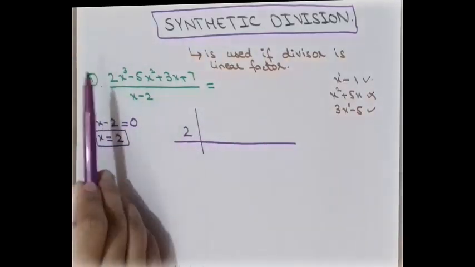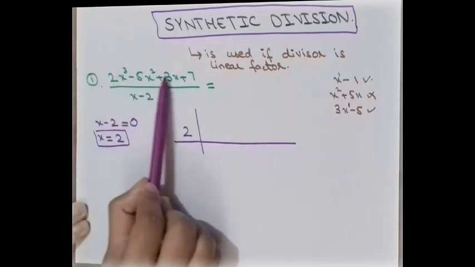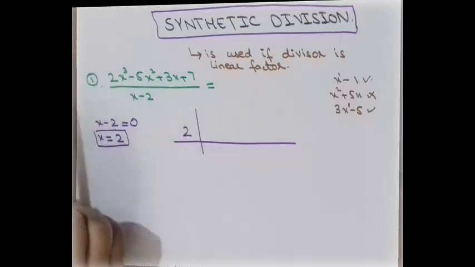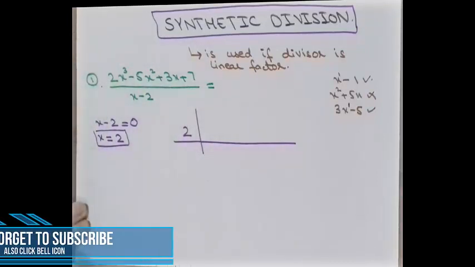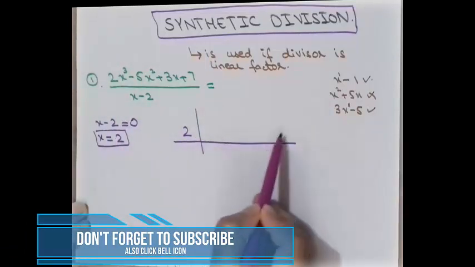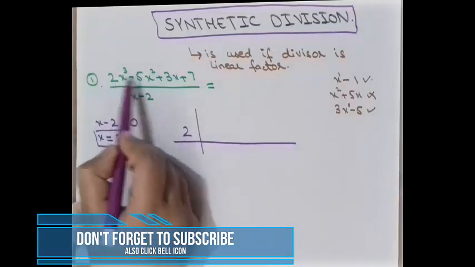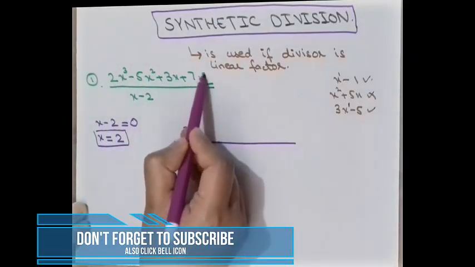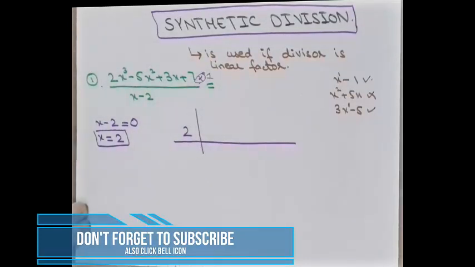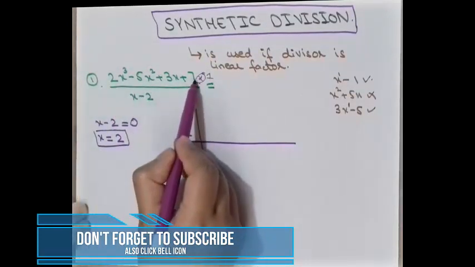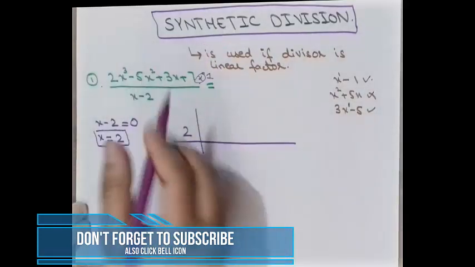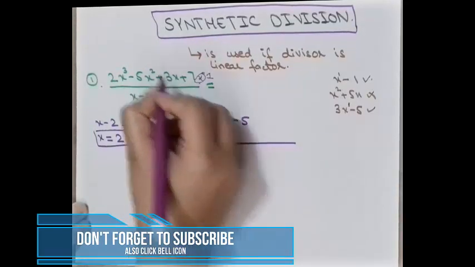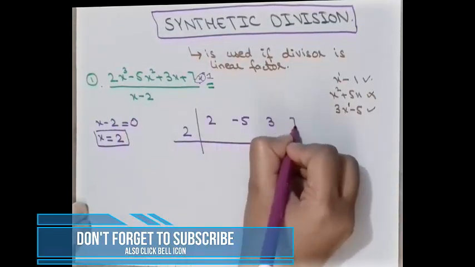The second step is to make sure the numerator is written in descending order, and if any term is missing, you must use 0 to fill the missing term. So just write the coefficients in this section as x cube, x square, x, and x to the power 0, which becomes 1. So the order is descending, and here we just write the coefficients. So here is 2, x square is minus 5, the coefficient of x is 3, and this is 7.